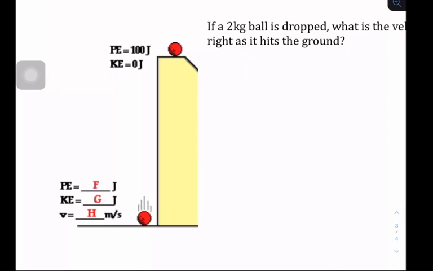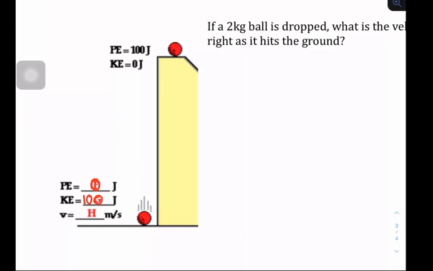Right as it hits the bottom, because there's no height anymore, the potential energy will be 0. And because of the law of conservation of energy, all of that energy is going to be converted into kinetic energy. So now I'm able to relate the potential energy at the beginning, before I've dropped it, to what the kinetic energy would be right as it hits the ground, because it's the same. And then I'm able to find out what the velocity of the ball would be.